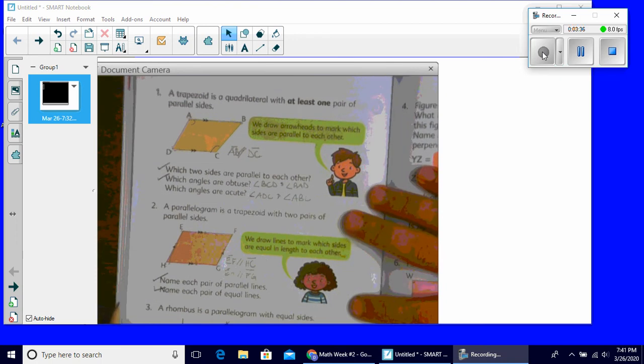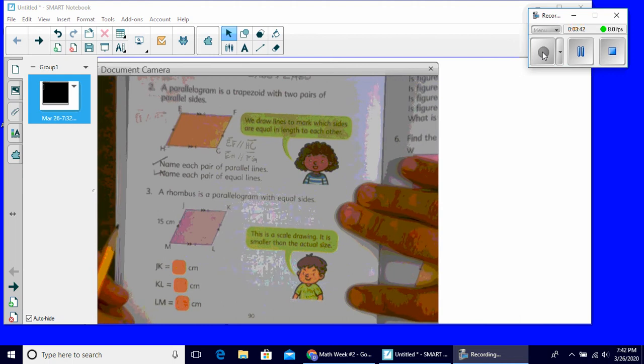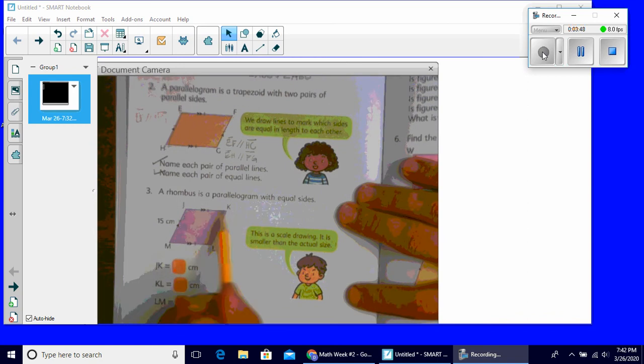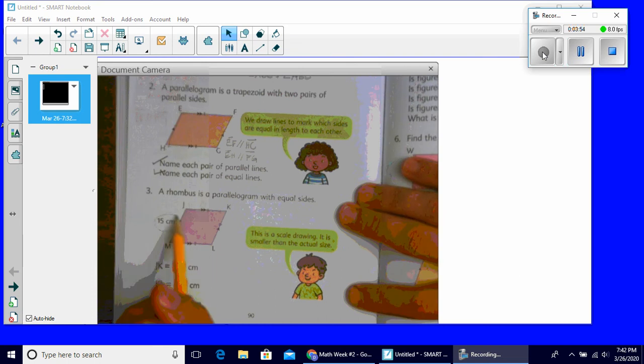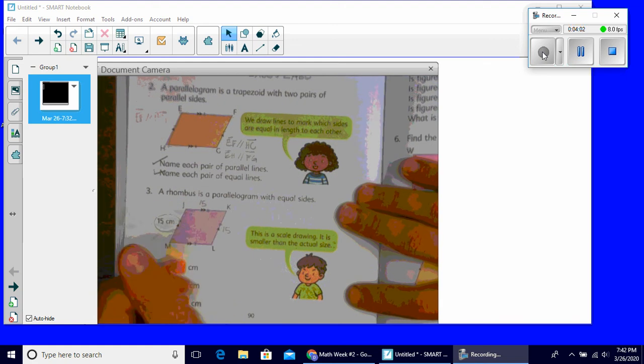Number 3, a rhombus is a parallelogram with equal sides. Again, we know that from our study of the characteristics of quadrilaterals. Meaning, like a square, a rhombus has 4 equal sides. If we only know one side, we're able to define the length of the other 3 sides. If this is 15, that means this is 15, this is 15, and this is 15. So here, they're asking us, what is the measurement of line JK? It's 15 centimeters. What is the measurement of line KL? It's 15 centimeters. What's the measurement of line LM? 15 centimeters.